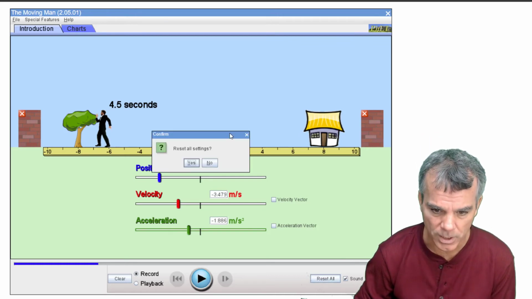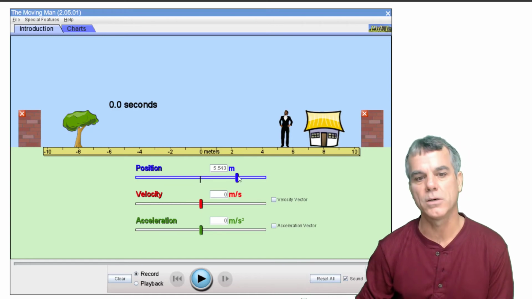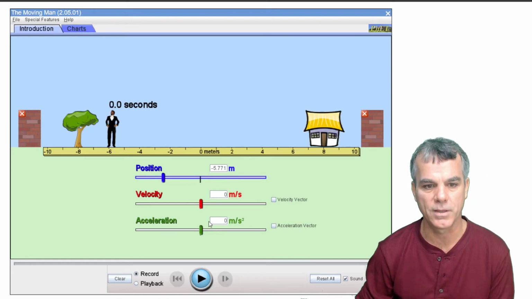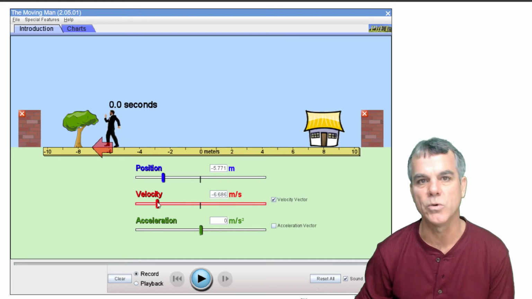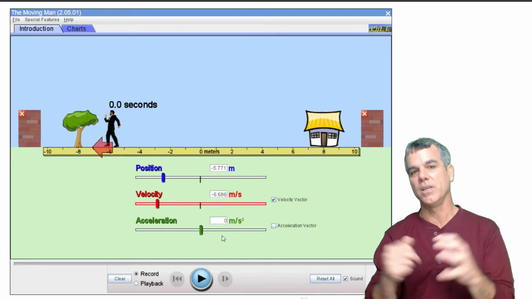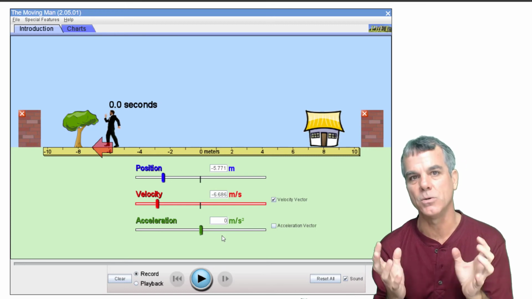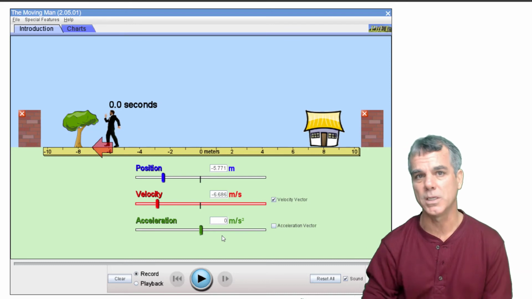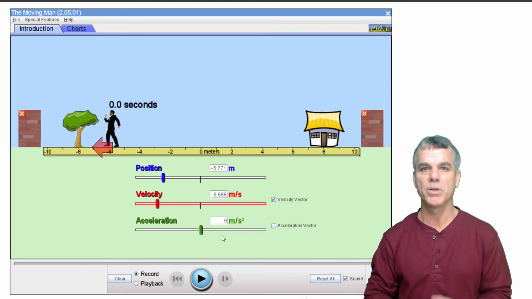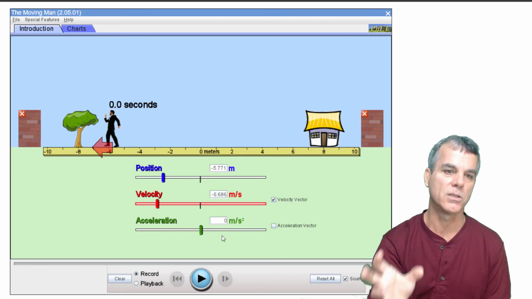So, a quick little summary. For position, positive means to the right horizontally, negative means to the left. For velocity, positive velocity means you are moving to the right, negative velocity means you are moving to the left. And for the sign of the acceleration, you can't initially tell what's going to happen unless you also know the sign of the velocity. If velocity and acceleration point in the same direction, the object is speeding up. If velocity and acceleration point in opposite directions, the object is slowing down.